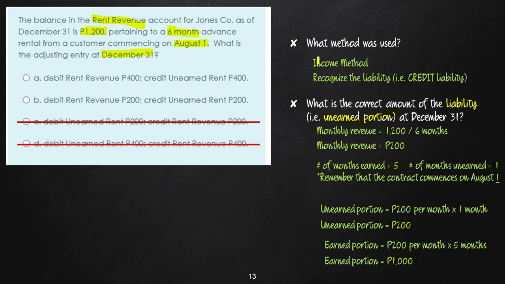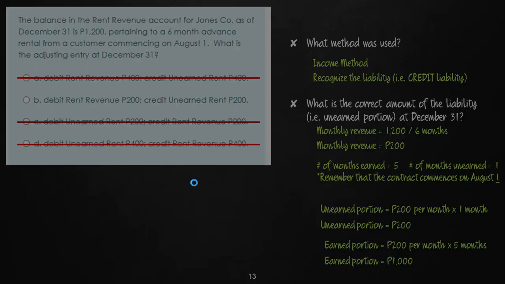Now, since this is the income method, and under the income method, we are to credit the liability. So ang amount nga atong pangitaon will be the amount relating to the liability. So ang liability is the unearned portion man. So the unearned portion is 200 pesos. So therefore, ang correct answer then is debit rent revenue and then credit unearned rent. Okay? So hopefully makabuild ni siya sa mastery ninyo.